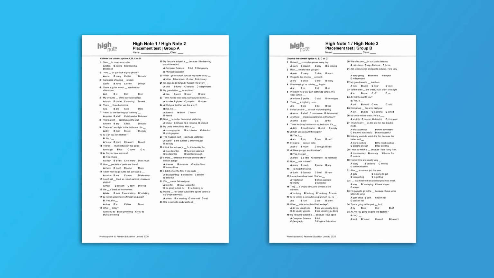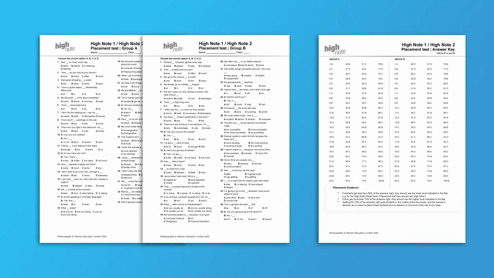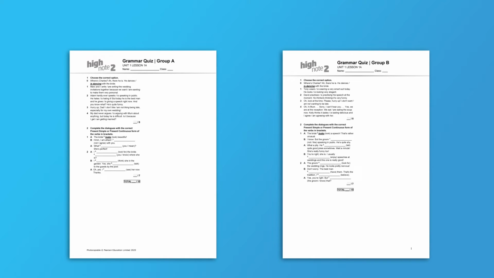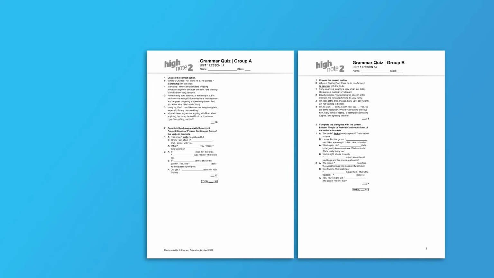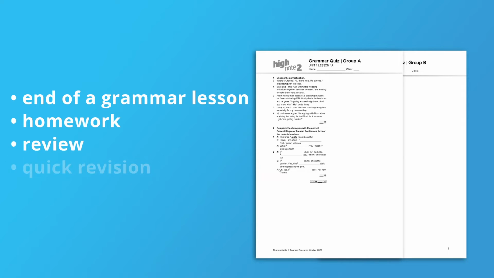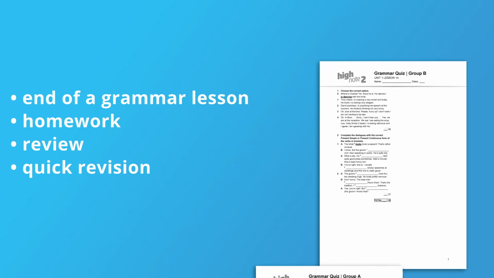The placement test is designed to help the teacher to place students at the right level of the HighNote series. The test contains multiple-choice questions and takes 1 hour. Clear guidance on how to place students is provided. There are 20 A and B grammar quizzes, 1 for each grammar point in the student's book. These take around 10 to 15 minutes and can be used as a quick test at the end of a grammar lesson, for homework, as a review at the beginning of the next lesson, or later as a quick revision.